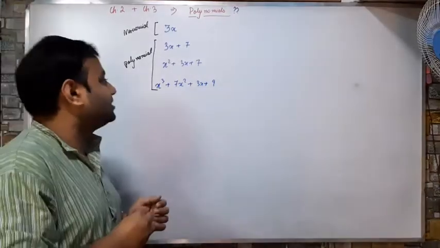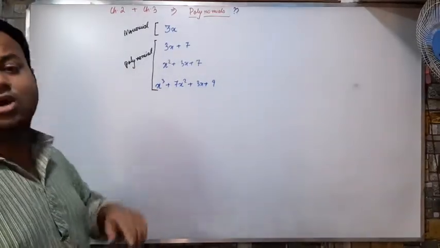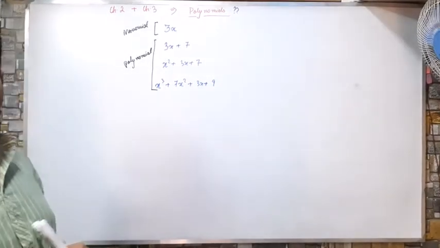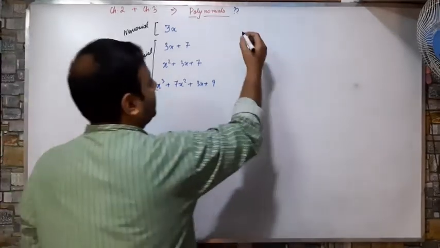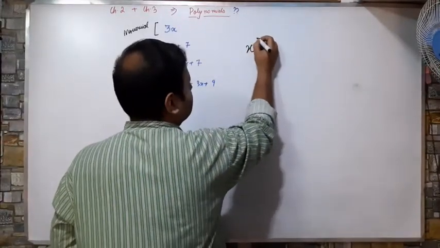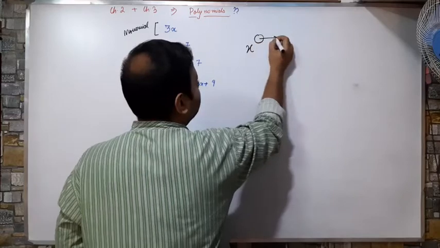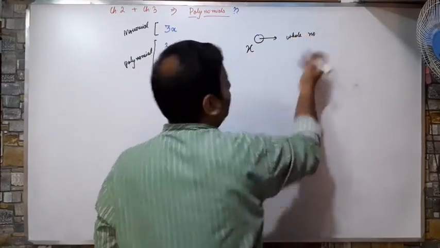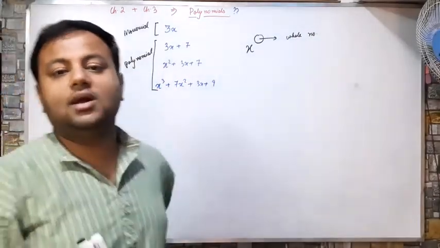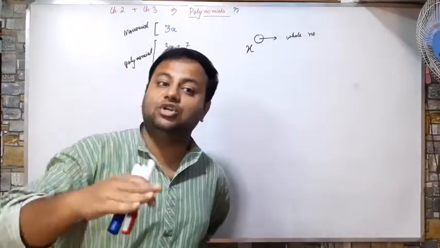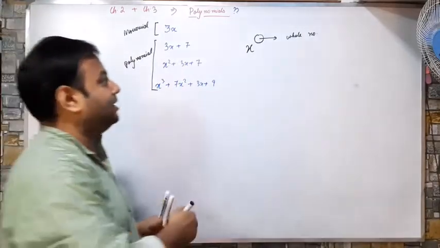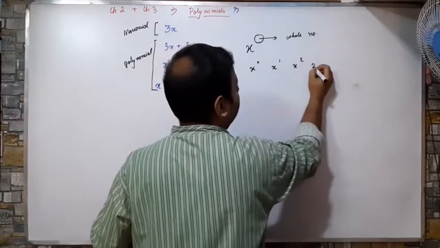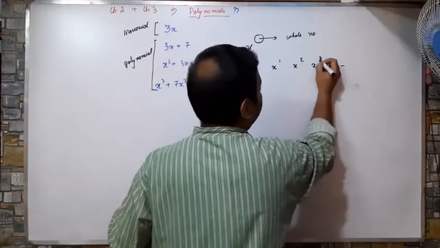Now what is the condition for declaring that a given expression is a polynomial or not? The condition is that the power of x must be a whole number. What is a whole number? Whole numbers are those numbers which start from 0 and continue onwards. That means the power can be x to the power 0, x to the power 1, x to the power 2, x to the power 3, and so on.